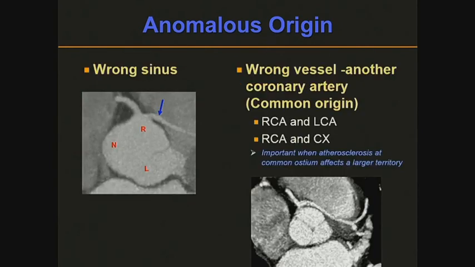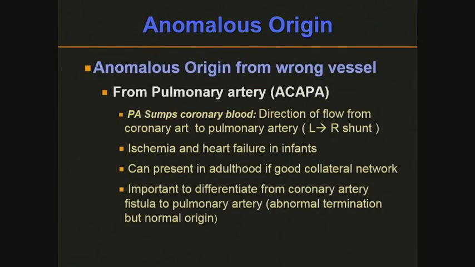Here's an example of the wrong sinus. For example, here's a left-sided coronary artery coming off the right side, and we can see as it follows on, it goes towards the left side. Usually it could come off another sinus, or sometimes it comes off another artery like here, which is again a common origin. You can see what we expect to be the normal one, and then the other one seems to be coming off it right after its origin.